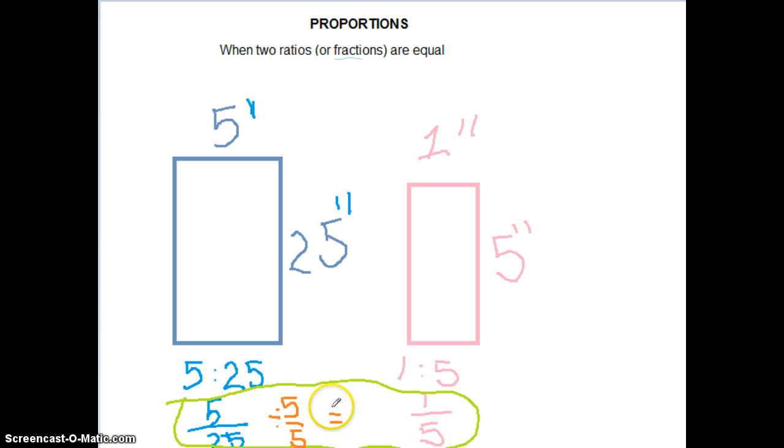Or I can also turn 1 over 5 into 5 over 25: 1 times 5 over 5 gives me 5 over 25. And again, 5 over 5 is just one whole. It's just changing how the fraction looks, but not the value. And the proportion is still the same.